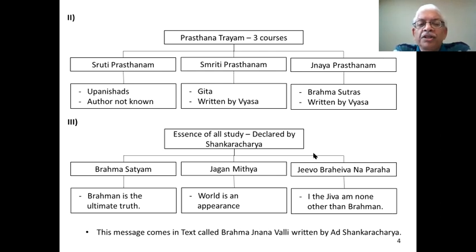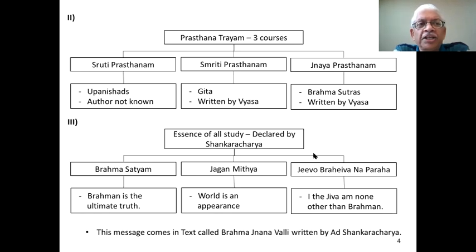So these three portions, Brahma Satyam Jagan Mithya, Jivo Brahmaiva Naparaha, come in Brahma Jnanavalli, which is written by Adi Shankaracharya. This is the central message which has been analyzed by many teachers after Shankaracharya. Totakacharya has written a book, Shrutisara Samudranam.